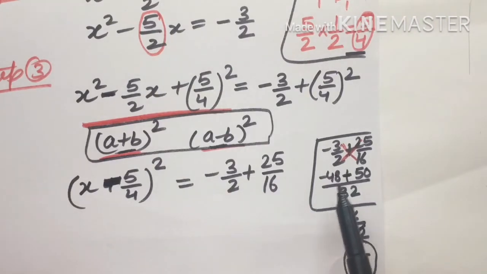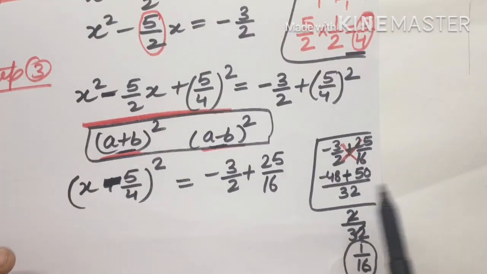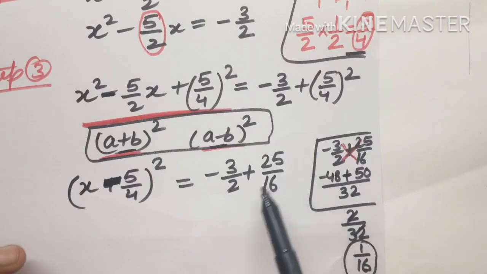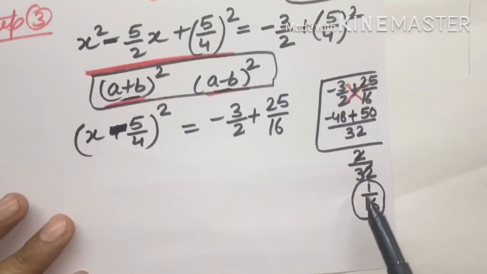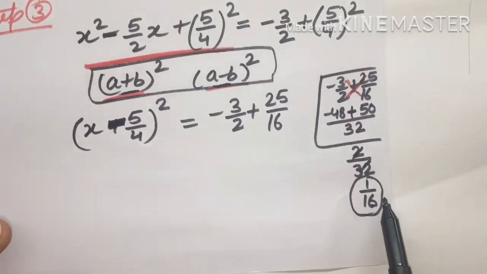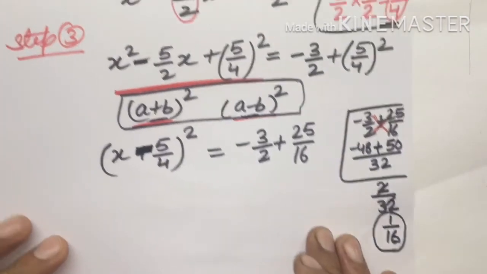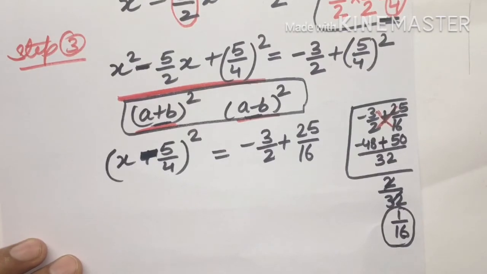This is the shortcut method. You can save a few seconds by using this method, or you can take the LCM of these two numbers, and the answer will come out the same. So it depends on you. You can choose either this or the LCM method. So the answer is 1 upon 16.